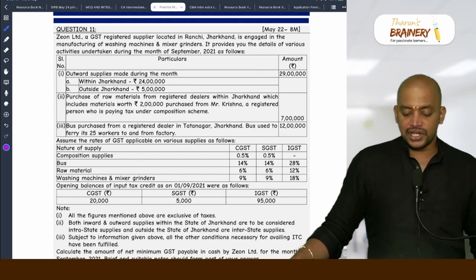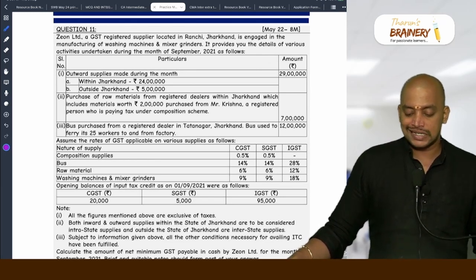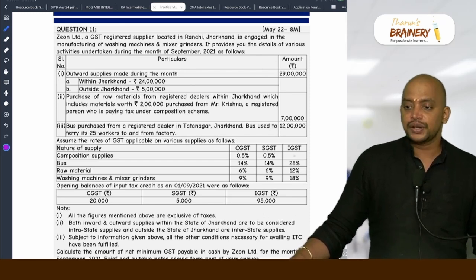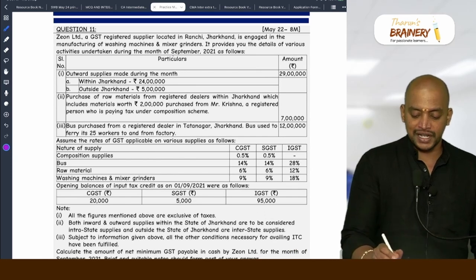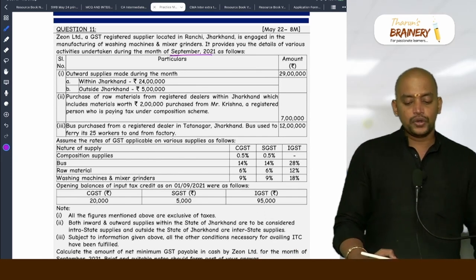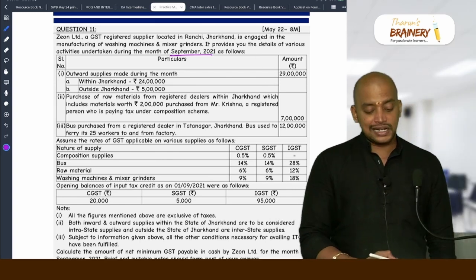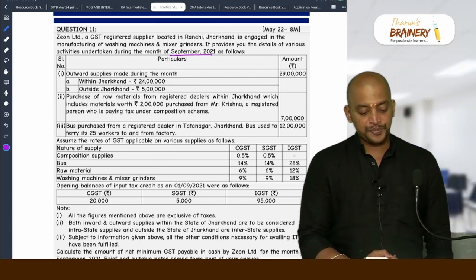Zion, a GST registered supplier located in Ranchi, Jharkhand, is engaged in manufacturing of washing machines and mixer grinders. It provides the details of various activities undertaken during the month of September 2021. Outward supplies made during the month within Jharkhand, meaning intrastate, and outside Jharkhand, meaning interstate, will come in statement 1.